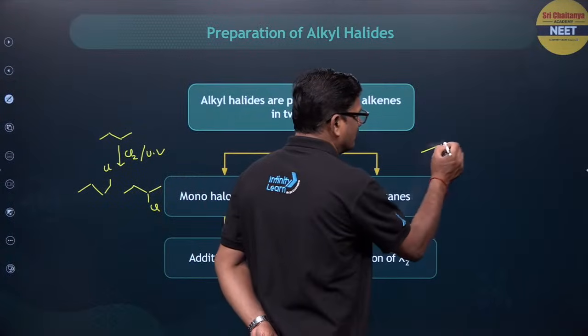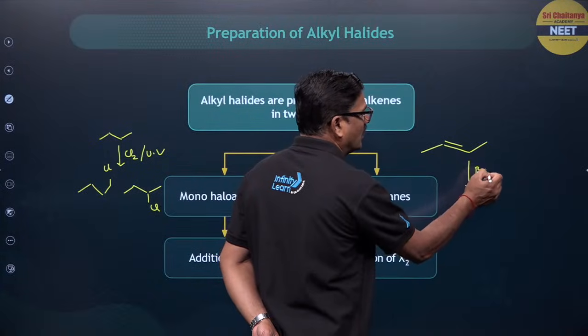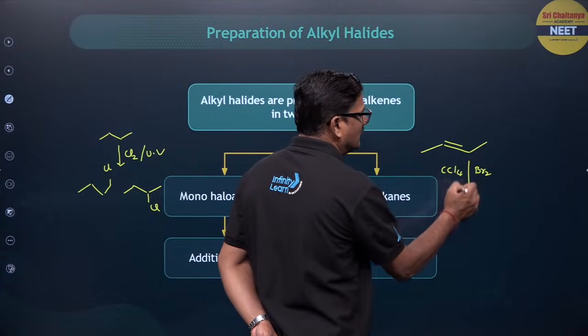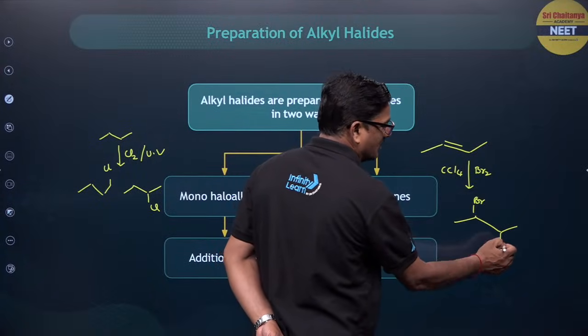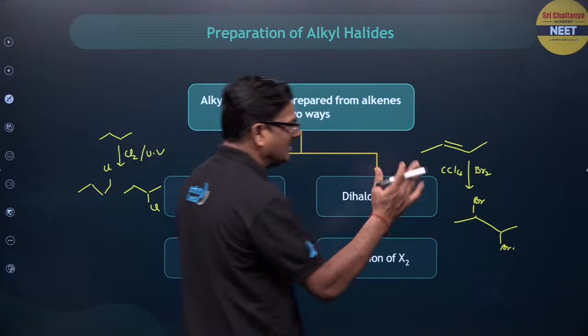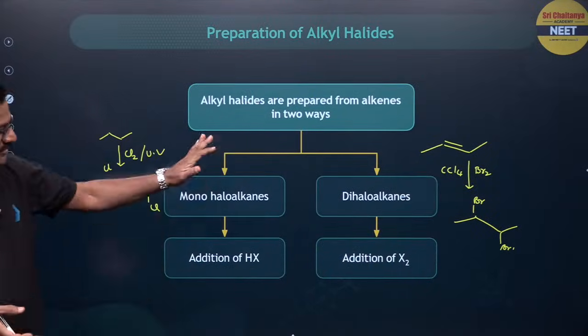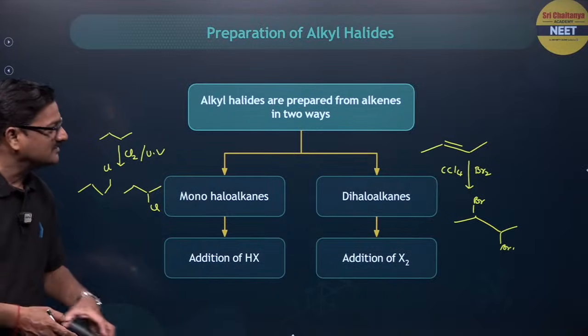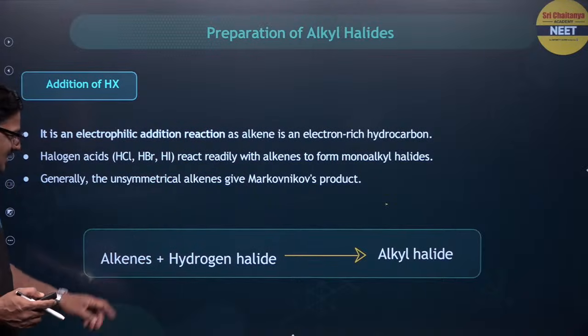Dihalo, so if we want to take this, if we want to add Br2 and CCl4, you are going to get the product like this, Br and Br. CCl4 is going to be the solvent in this case. Any doubt? So I don't want to just leave the reaction itself. I want to show you various reactions here.